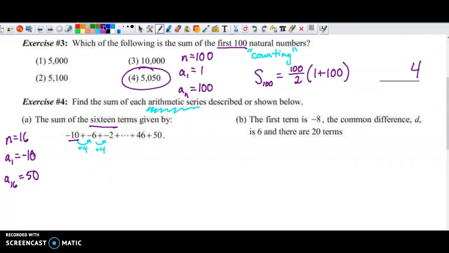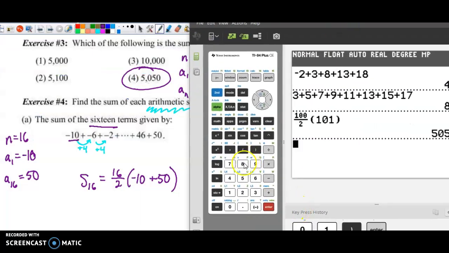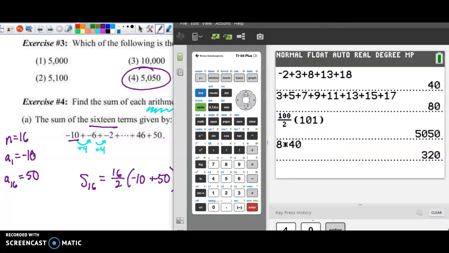So to answer this question, the sum of the first 16 terms is 16 divided by 2 and then negative 10 plus 50. And like I said, you're welcome to use a calculator. You're welcome to do some of this in your head. I think you could do a lot of this in your head because negative 10 plus 50 is 40, half of 16 is 8, and 8 times 40 is 320.